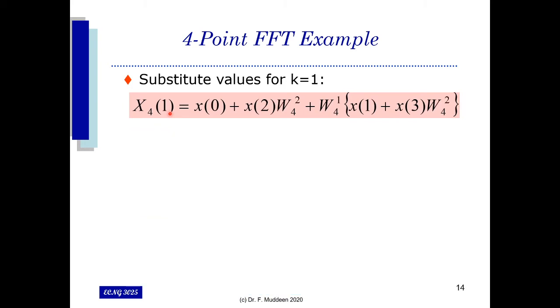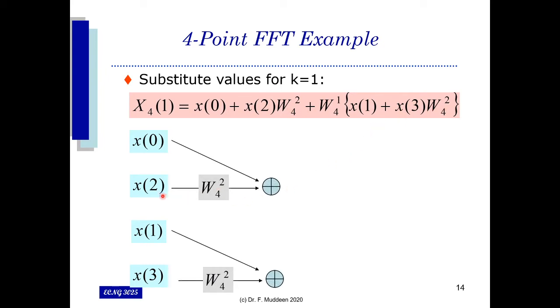So let's observe it for k equals 1. We do the same thing as before. We use x[0] and x[2] to represent the inputs, and similarly x[1] and x[3] are represented as our inputs. W2 of 4 here is common. So x[2] is multiplied by W2 of 4, and x[3] is multiplied by W2 of 4. The last factor is this addition here and this W1 of 4, in order to obtain X4[1].